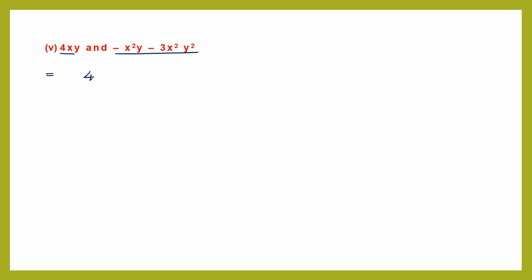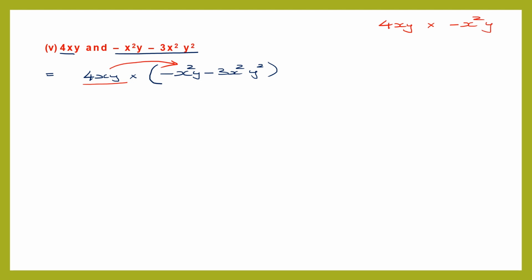So here we have 4xy into, in brackets we write the polynomial, minus x square y minus 3x square y square. So let's multiply. Multiplication is the same. So this into the first term, that is 4xy into minus x square y. So here the sign is plus and there's minus. So plus into minus is minus.